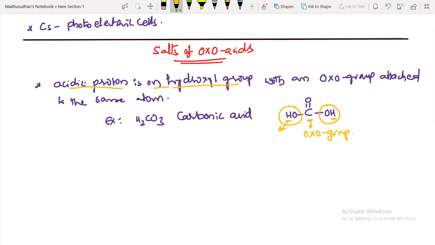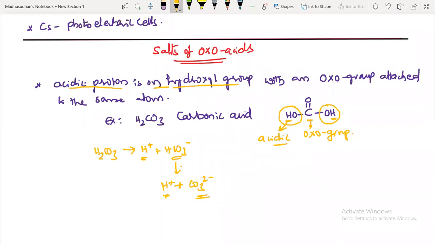And these protons are acidic in nature. They can be ionized easily. How are they going to ionize? Suppose H2CO3 is undergoing ionization. What happens, guys? You get H plus and HCO3 minus. This HCO3 minus further undergoes ionization, and you get H plus and CO3 2 minus. So two protons were removed, right? Here is one, here is one. They are acidic protons.